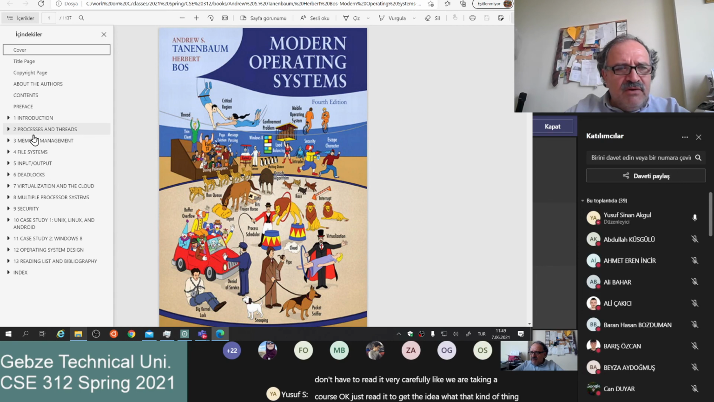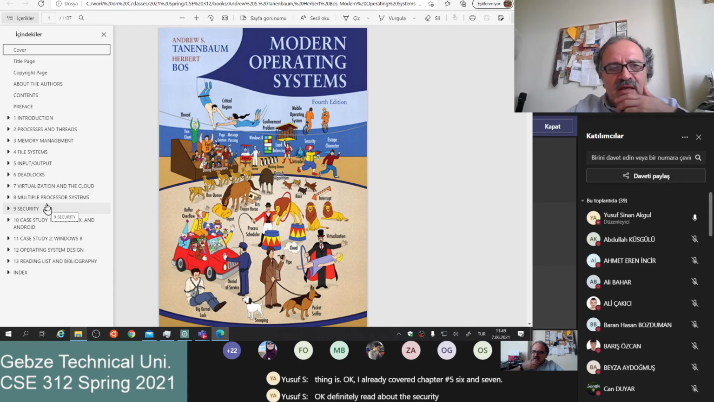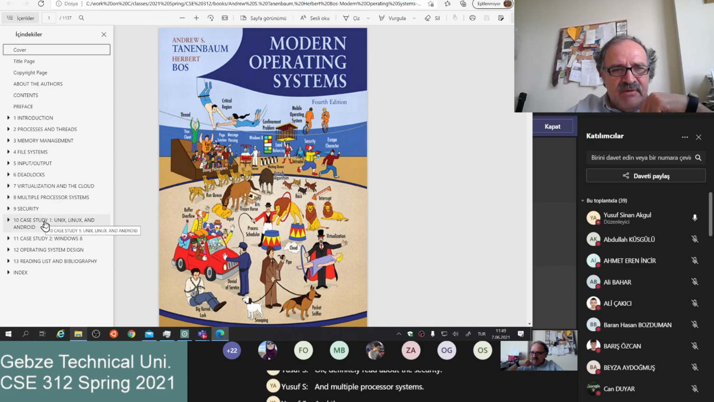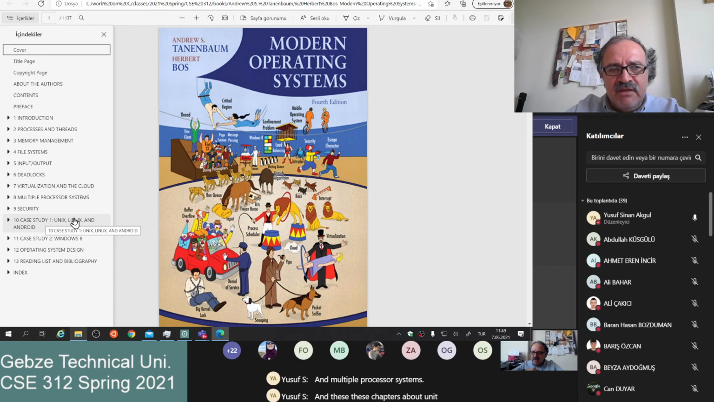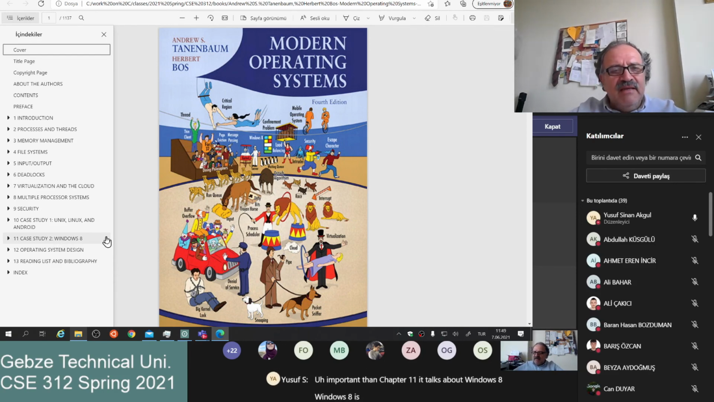I already covered chapters 5, 6, and 7. Definitely read about security and multiple processor systems. And the chapters about Unix, Linux, and Android are already important. Chapter 11 talks about Windows 8. Windows 8 is not that different from Windows 10. They are using almost the same ideas.